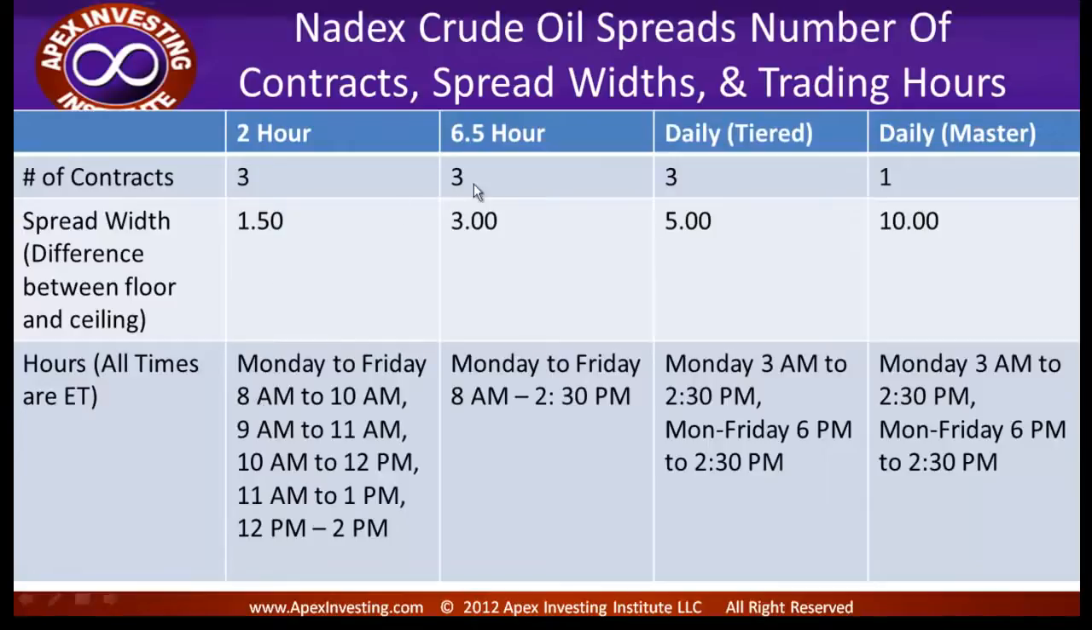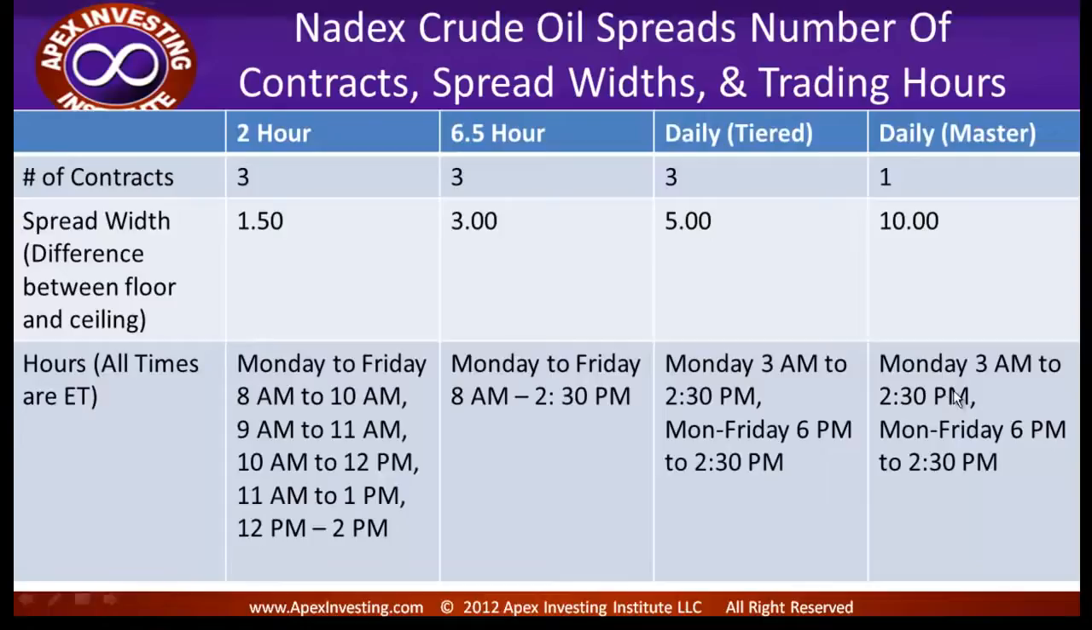They have another 3-tiered spread that's 6.5 hours long. They have a daily one that's shown as $5 wide, and they have what's called the master spread. It's the widest spread, and that's $10 wide, and there's only one master spread. One thing you'll often notice is the master spread is often trading very close to or exactly at the underlying market's price. And below here are the times that they're trading. You can also find this on Nadex.com under range of markets. Click on any one of the markets and then click on contract specs to get the specific details for any Nadex contract.